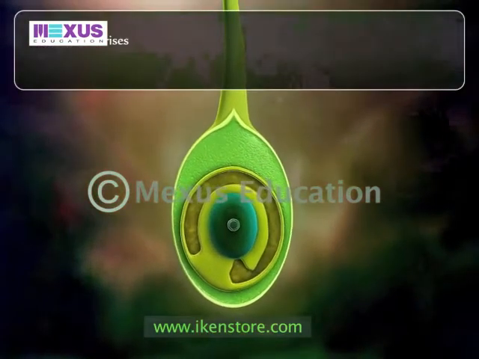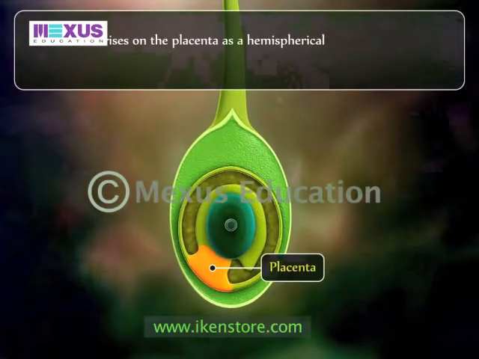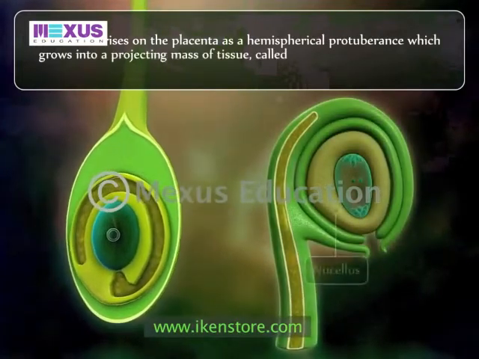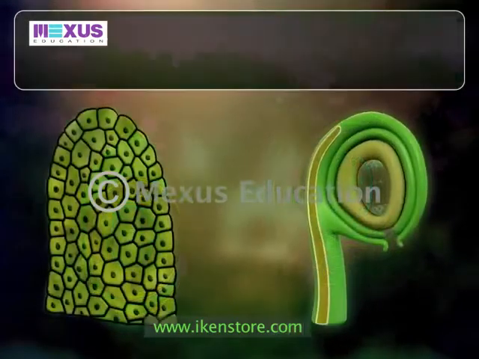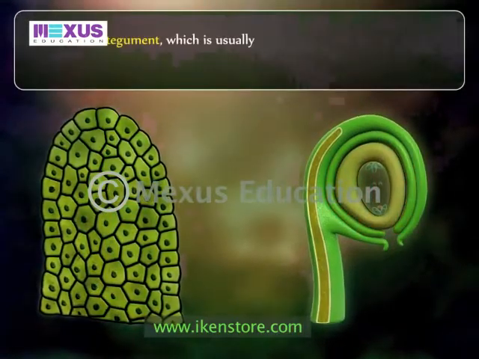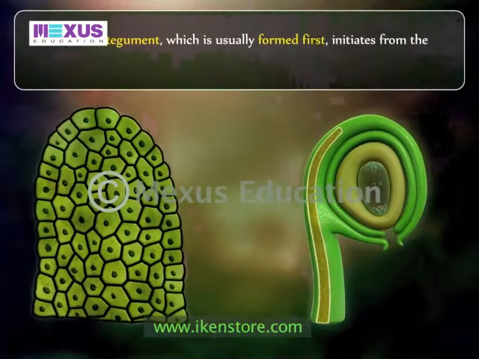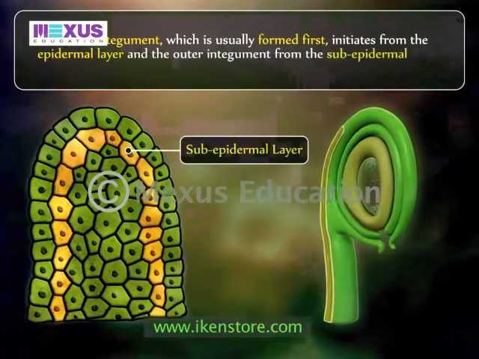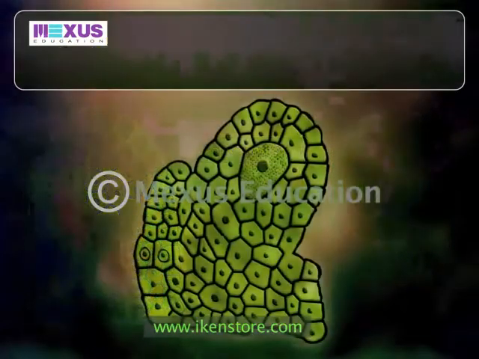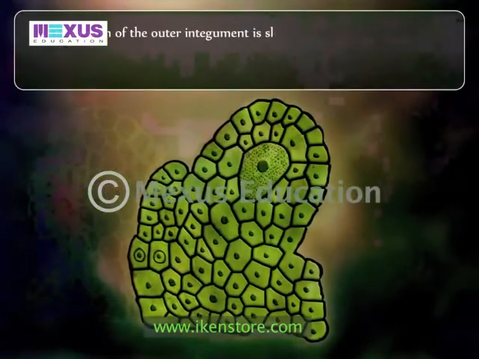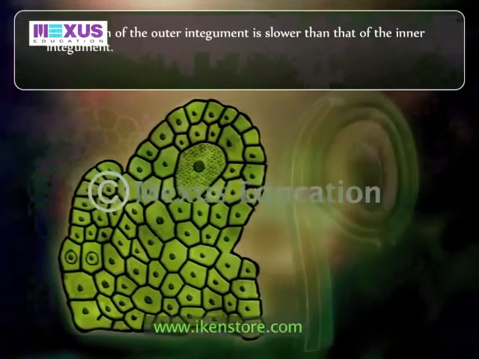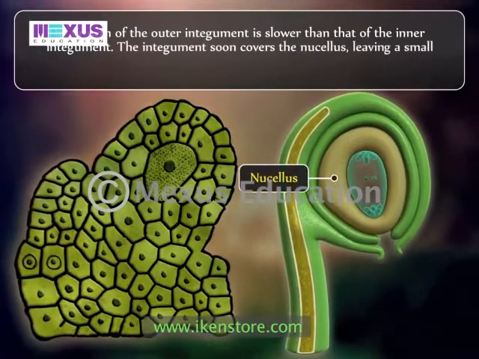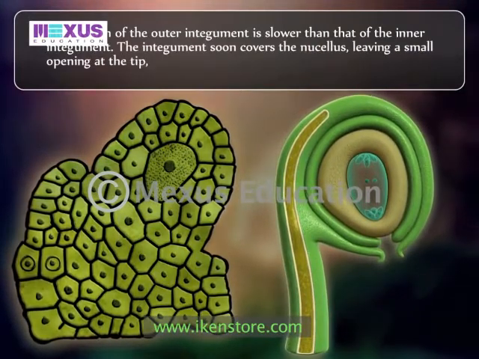The ovule arises on the placenta as a hemispherical protuberance, which grows into a projecting mass of tissue, the nucellus. The inner integument, which is usually formed first, initiates from the epidermal layer, and the outer integument from the subepidermal layer. The growth of the outer integument is slower than that of the inner integument. The integuments soon cover the nucellus, leaving a small opening at the tip, which is nothing but the micropyle.